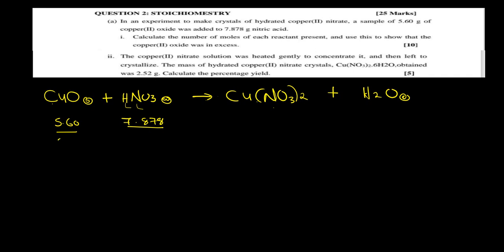That is 79.45. For nitric acid, the molar mass is 63.0125. So meaning that the moles of this copper hydroxide is now 0.07 moles. Then for nitric acid, when you divide that, your mole now will be what?